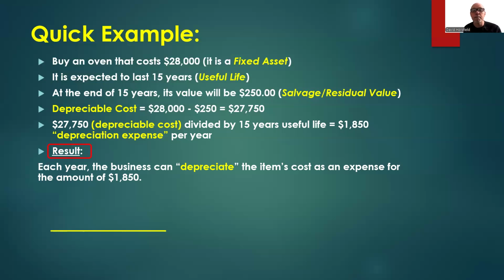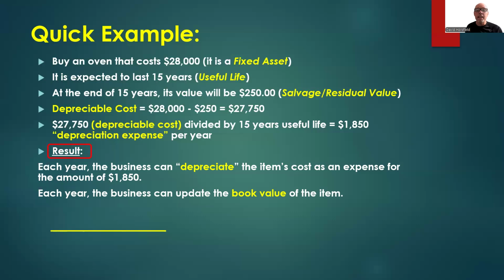$1,850 is dropped into each of the 15 years as an expense so that each year carries its own bit of weight related back to the original purchase price of $28,000 minus the $250 salvage residual value. Each year, the business can update the book value of the item, meaning that each year the oven is going to be shown a different current value, a book value, across each of those 15 years.